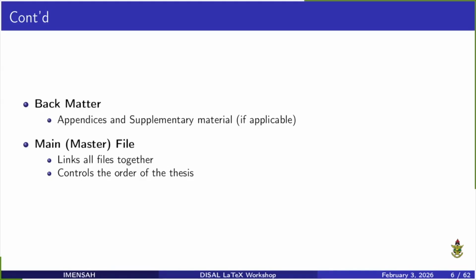Then the very important file is the master file. Usually it is the main.tex. The main.tex links all the files together, all the files that we have mentioned. It links all of them together and it helps control the order of the thesis. So for example, if you have your back matter, you have your front matter, you have your main chapters. If in the main.tex file, you call the chapters first before your front matter, that is how it's going to appear. So usually you know the format and then you try to work to fit it.